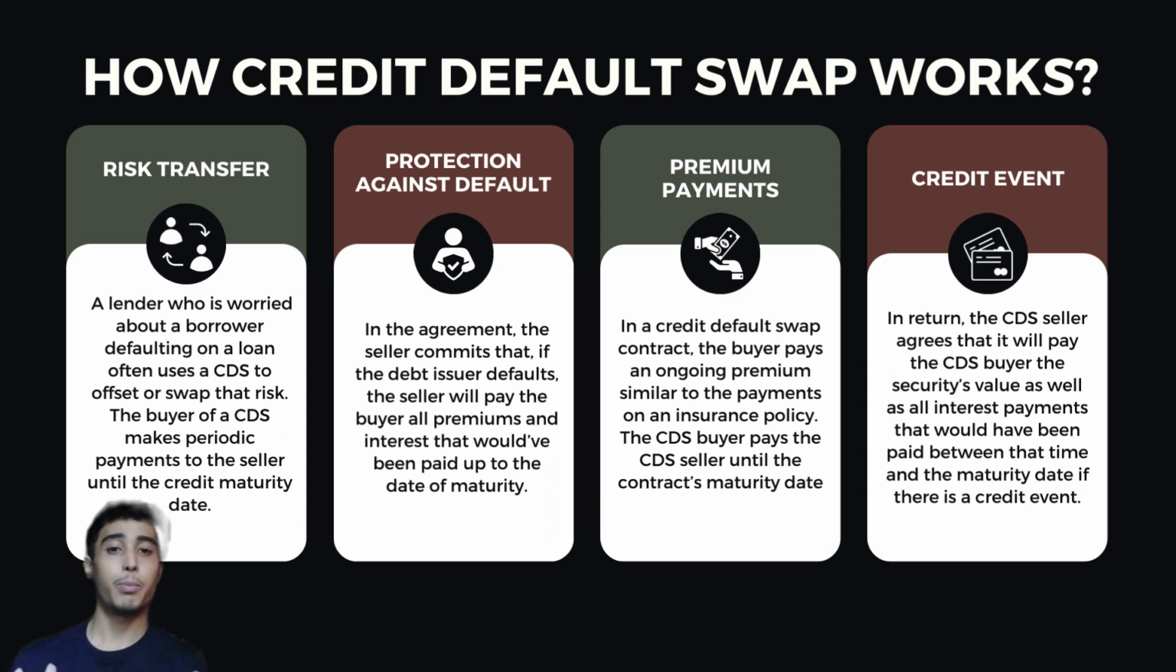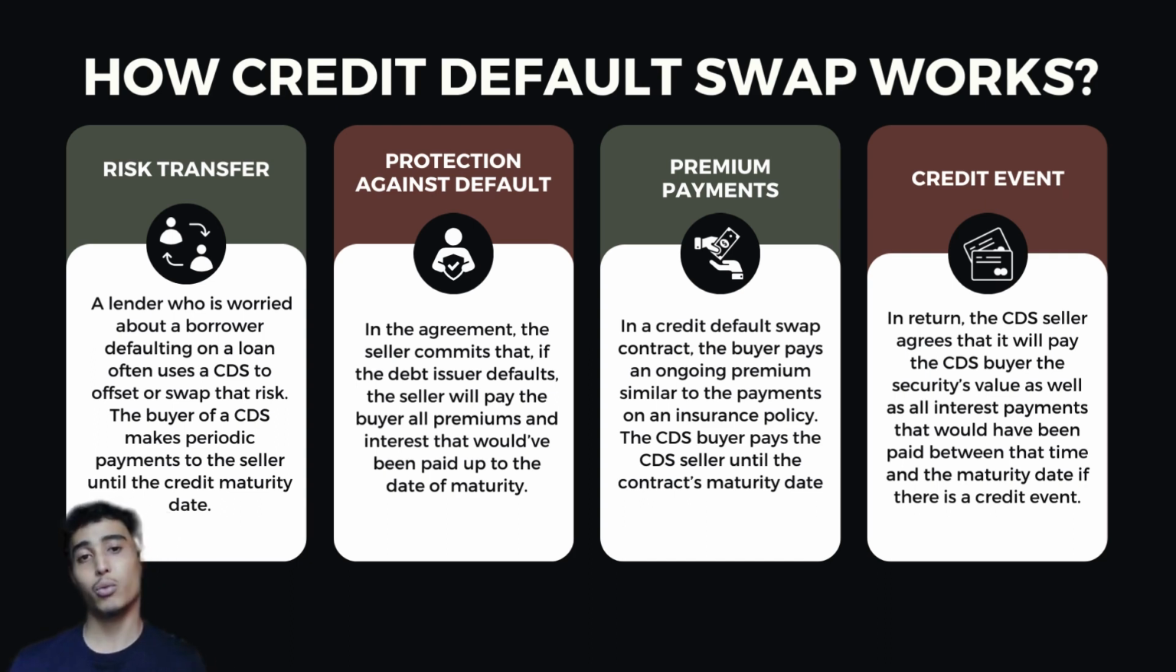So the third one is premium payments. So what does this mean by the premium payments? In a credit default swap contract, the buyer pays an ongoing premium, similar to the payments on an insurance policy. So the CDS buyer pays the CDS seller until the contract maturity date. So this part is the same as a risk transfer.